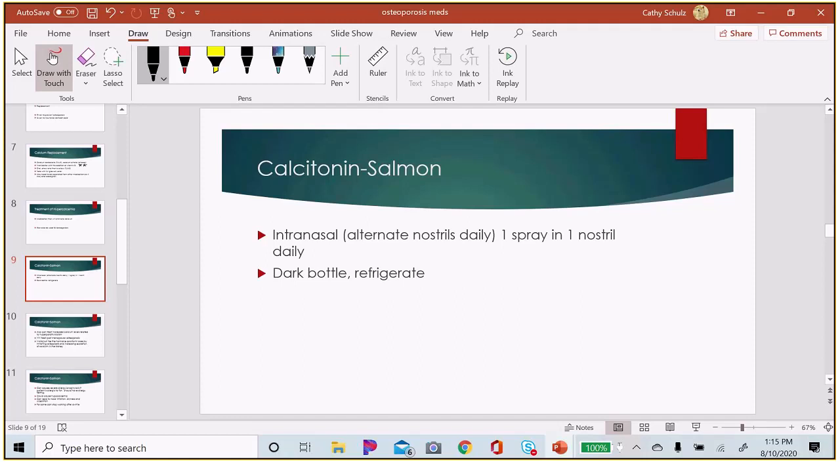So if I'm giving this for people with calcium levels that are too high or with osteoporosis, I would give one spray in one nostril daily. So people might say, on the even days, I'm going to do the right nostril. On the odd days, I'm going to do the left nostril. It's kept in a dark bottle and refrigerated.